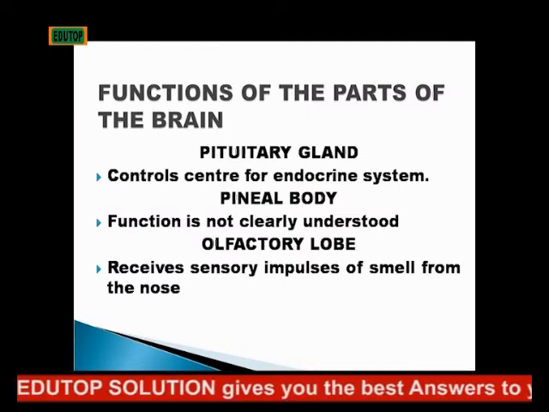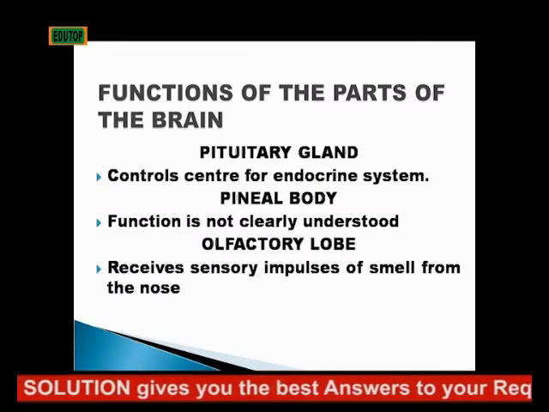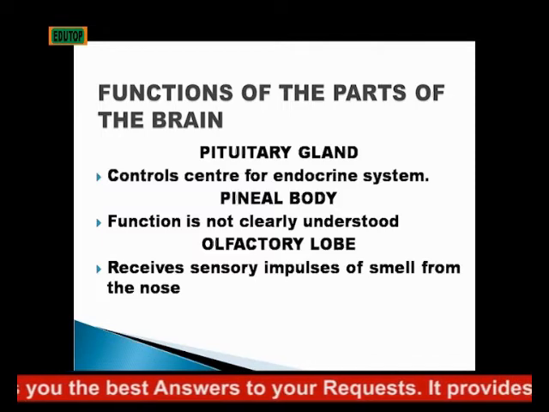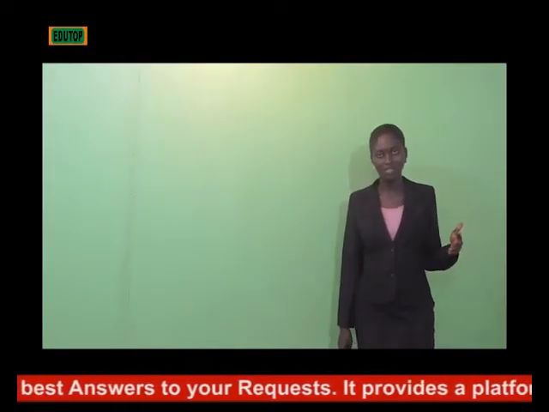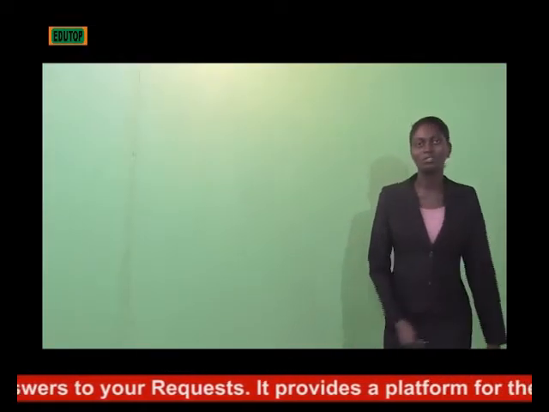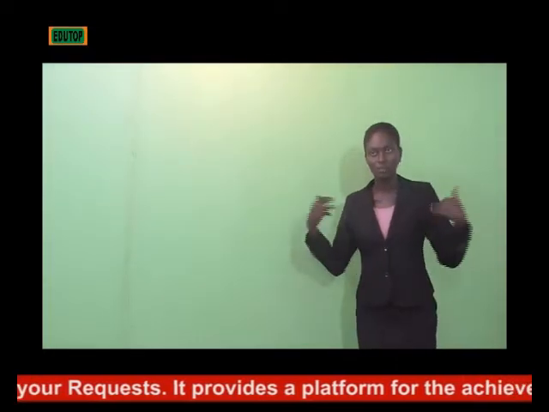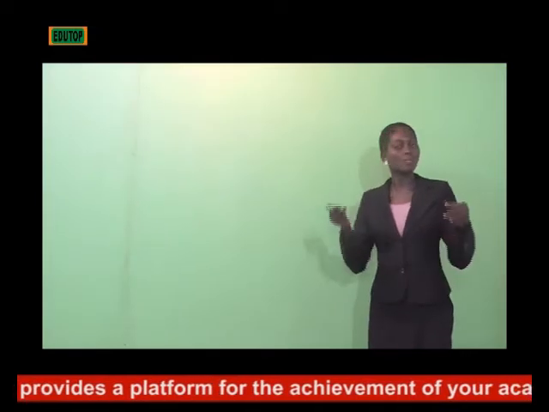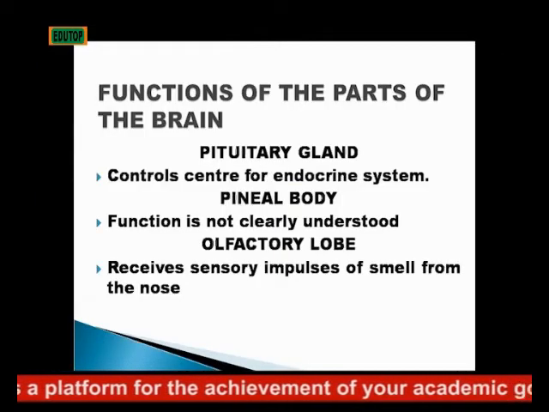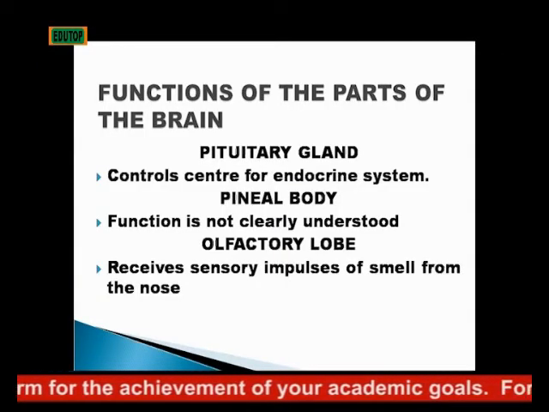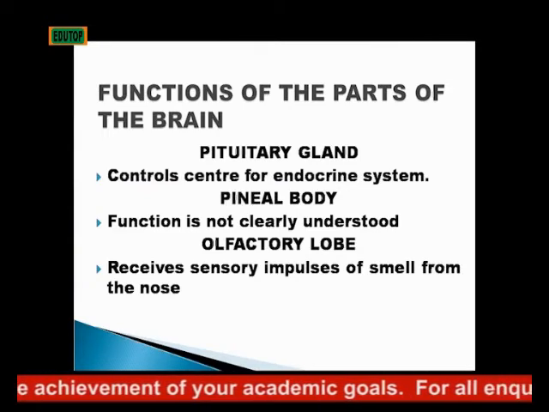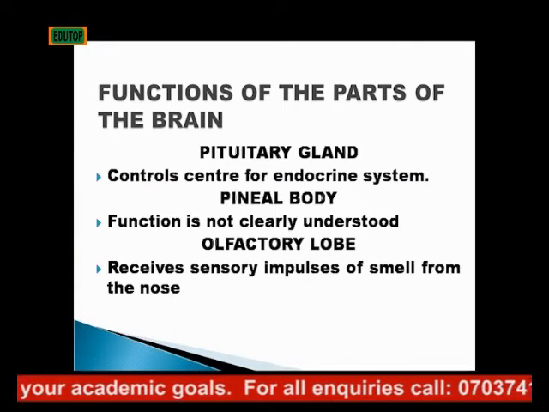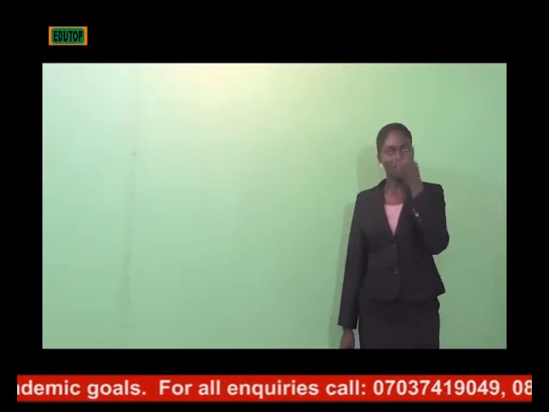Then the pituitary gland. The pituitary gland is the control center for the endocrine system. You know, when we were talking about the pituitary gland the other time, I mentioned that it is the master gland because it controls all the other activities of the body. So it controls all the other endocrine glands. Then the pineal body. The function of the pineal body is not clearly understood. Then the olfactory lobe. The olfactory lobe receives sensory impulses of smell from the nose.